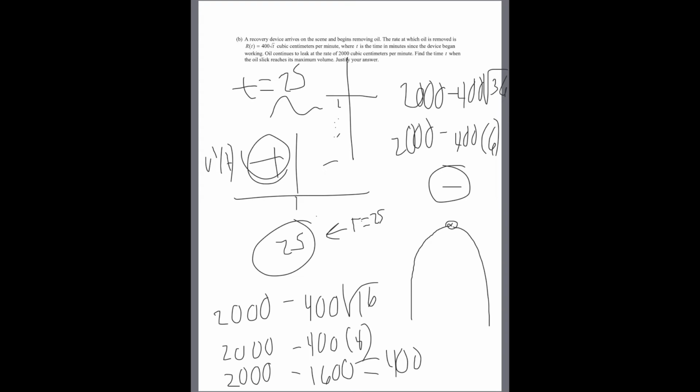Now moving to part C. Okay, wait. Let's see. Part C. Give me 1 second. All right. So by the time the recovery device began removing oil, 60,000 cubic centimeters of oil had already leaked. Right, but do not evaluate an expression involving an integral that gives the volume of oil at the time found in part B. All right, so remember, what we had was this.